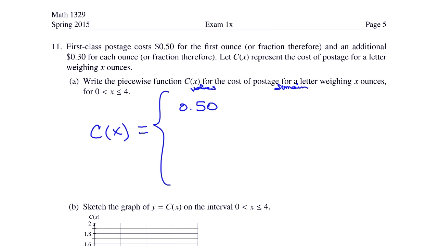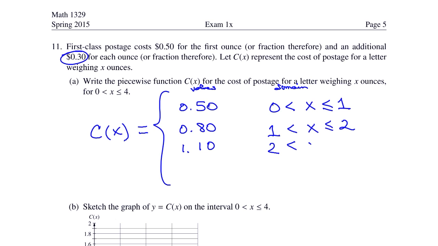It costs 50 cents for the first ounce. Now the first ounce is when the weight of the letter is between 0 and 1 ounces. And then fraction thereof. So if it's a fraction of the first ounce, like it's a half an ounce, then that still counts for the 50 cents. Then you're going to add an additional 30 cents for each additional ounce going over. So it's going to be from 1 to 2, including 2, another 30 cents, and then another 30 cents.